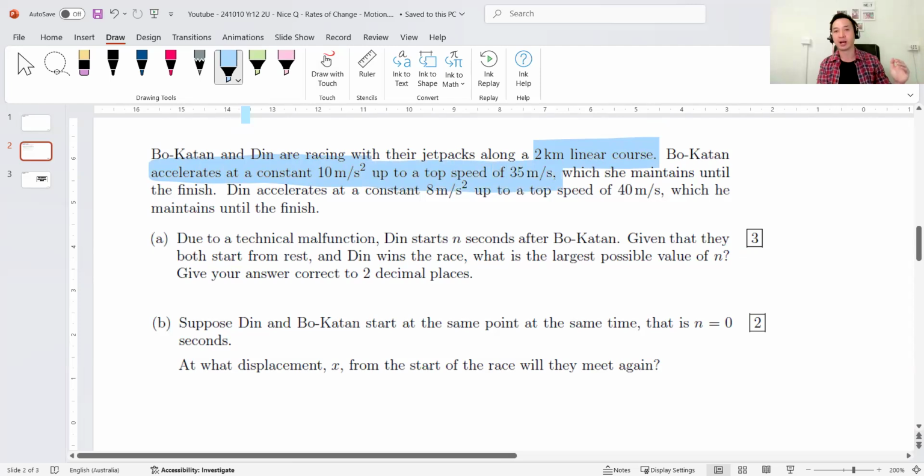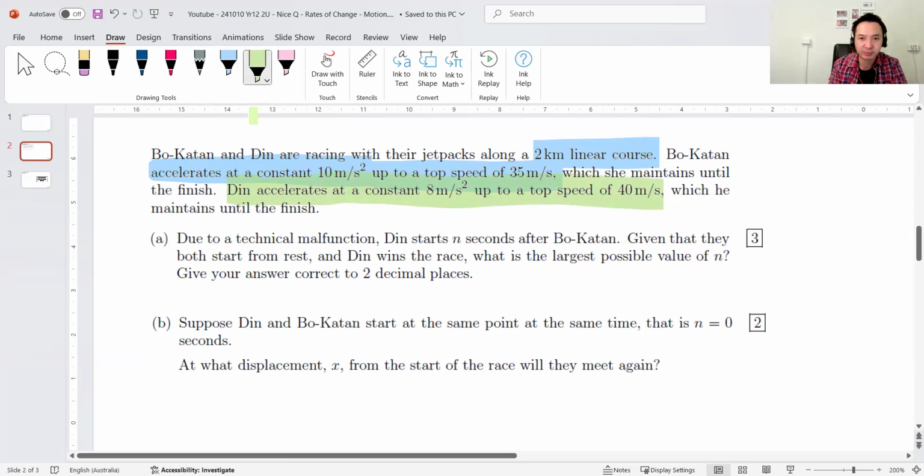So basically, accelerates now, does it say? I'm assuming they're starting from standstill, right? It doesn't really say. Okay, let's just assume that. So start from 0, accelerates to 35 meters per second, and then maintains that speed till the finish. That's what it says. Din, maybe I'll use a different color for Din. Din accelerates at a constant 8 meters per second squared, with a top speed of 40, and then, okay, cool.